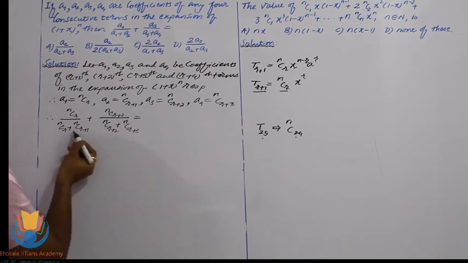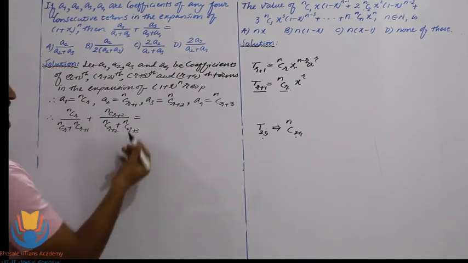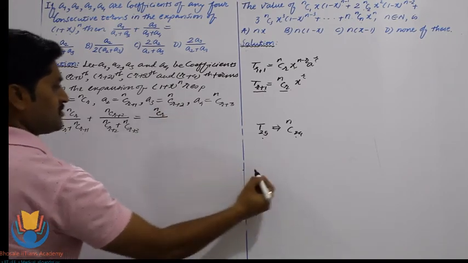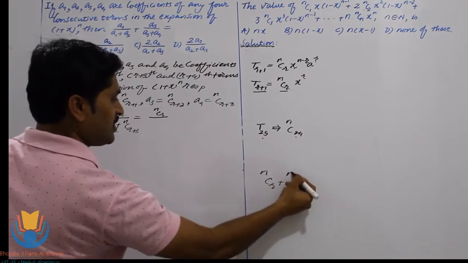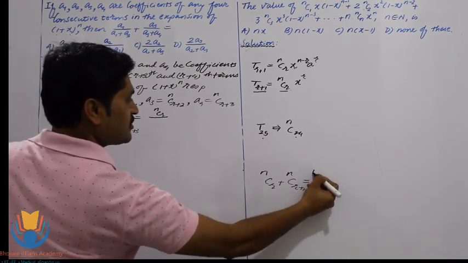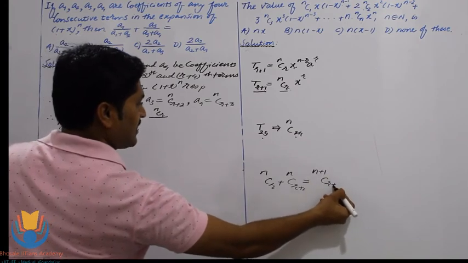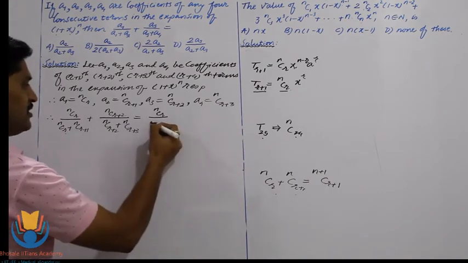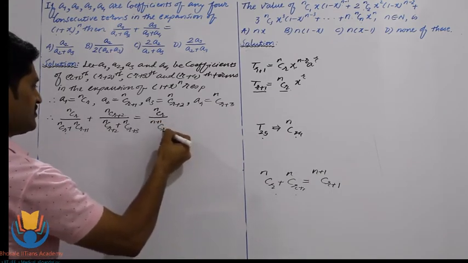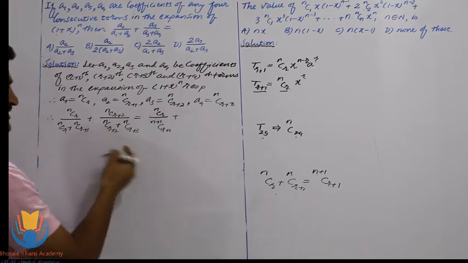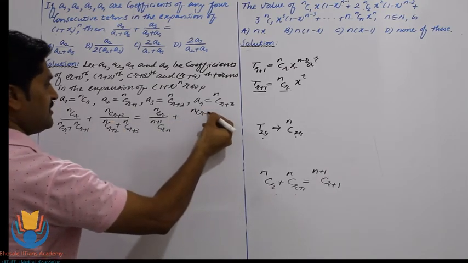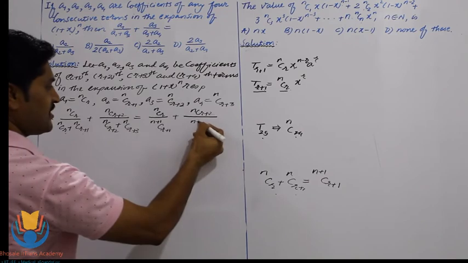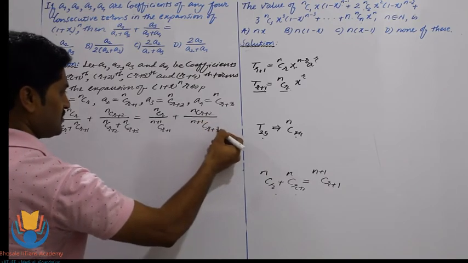As we know, nCr plus nC(r+1) we can add, so we will use the formula. That formula I am writing here: nCr plus nC(r+1) is always equal to (n+1)C(r+1). So these are two consecutive combinations, and here we can add using the same formula. So this denominator becomes (n+1)C(r+1). Same about the second part: nC(r+2) upon nC(r+2) plus nC(r+3) is nothing but (n+1)C(r+3).